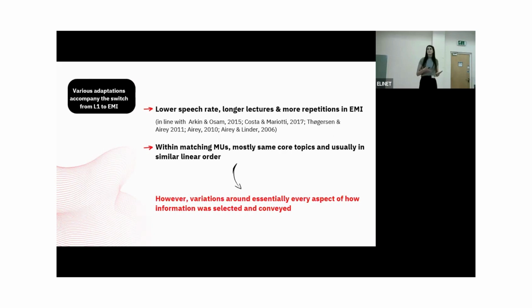I also found that within matching macro units, mostly the core topics were the same, and usually in a similar linear order. However, everything else was different. The amount of time that we spent talking about a certain topic, the type of content that was being delivered and how it was being delivered in terms of rhetorical devices, all of that could vary.